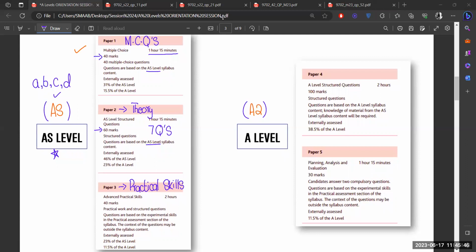So that's why it is very important to score well in your AS level to get good grades or a good compiled grade after your A2, because A2 consists of only 2 papers. So in your second year of A levels, you need to appear in only 2 papers, and paper 4 is your normal theory paper, just like paper number 2 in AS.